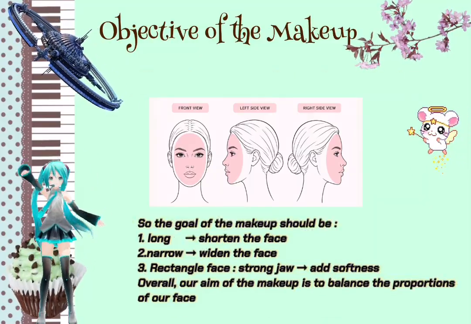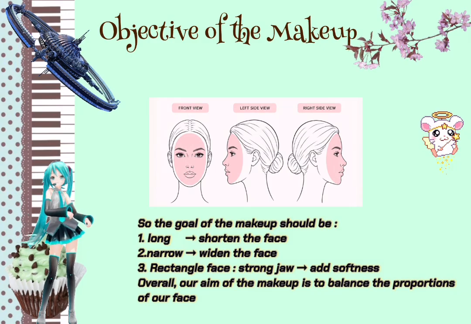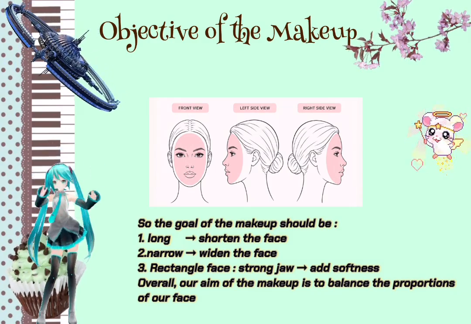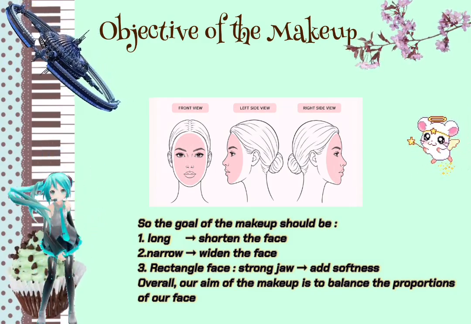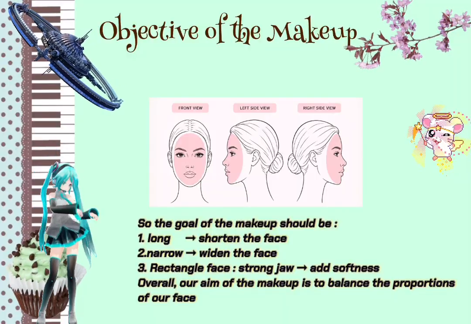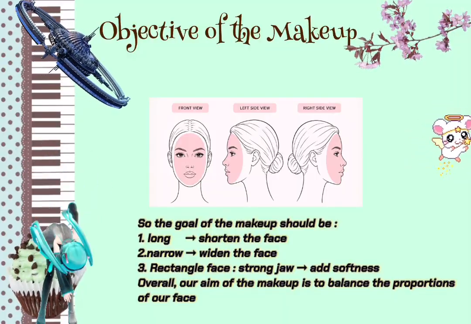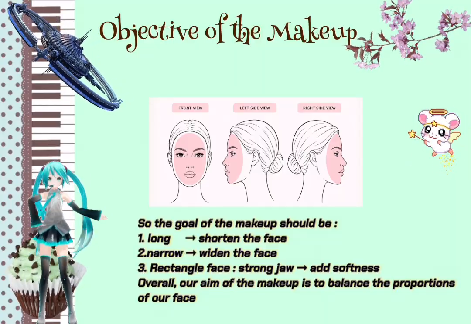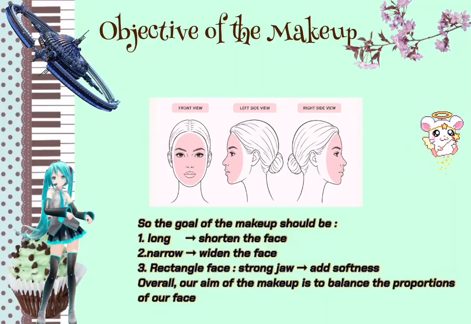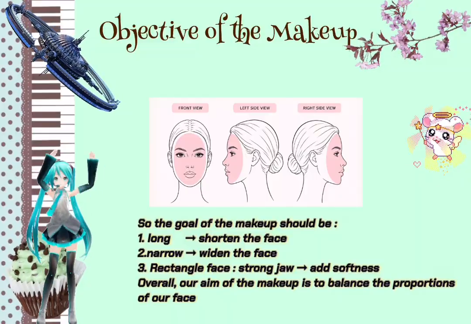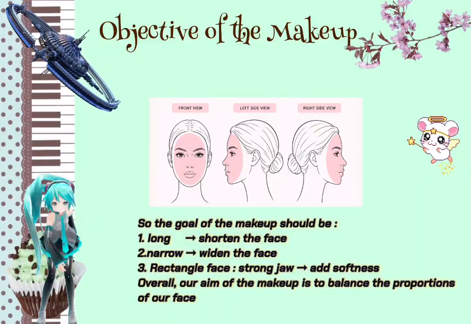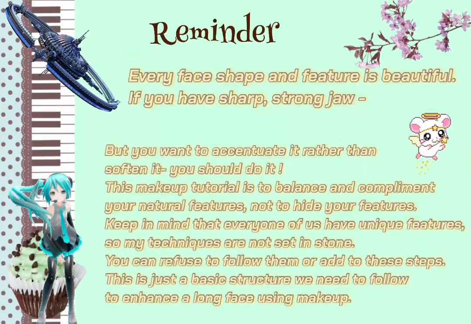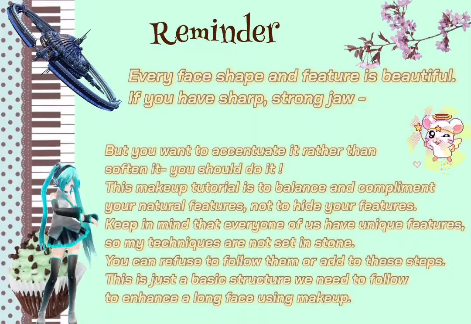So, the goal of the makeup is to shorten the face and widen the face. And in rectangle face, the jawline is very strong and sharp, so the goal of the makeup will be to add some softness to it. Overall, our aim of the makeup will be to balance the proportions of the face, but here's a reminder that every face shape is beautiful.